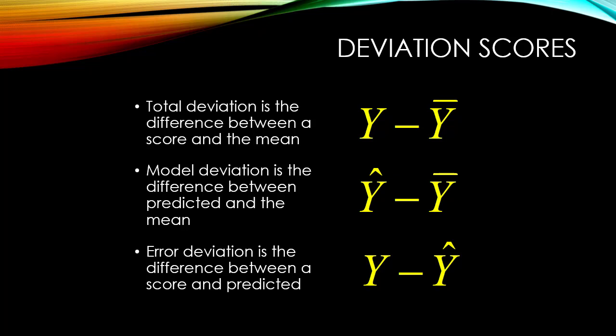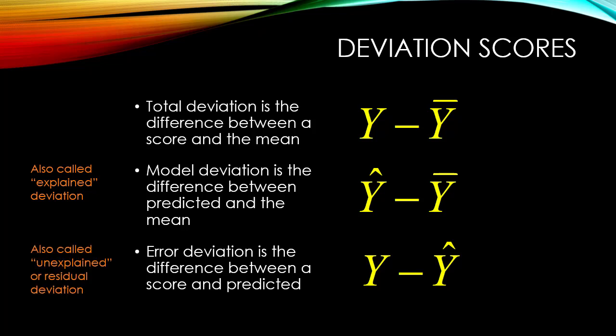The part we do not expect is the error deviation. This is the difference between our observed score and the predicted score, where the prediction comes from our linear regression model. The model deviation and error deviation are sometimes referred to by different names. The model deviation is sometimes called the explained deviation because it is the portion of the total deviation that we can explain with our model. The error deviation is sometimes called the unexplained deviation because it is not explained by our model. Perhaps the most common name for error deviation is residual deviation, or simply residual.